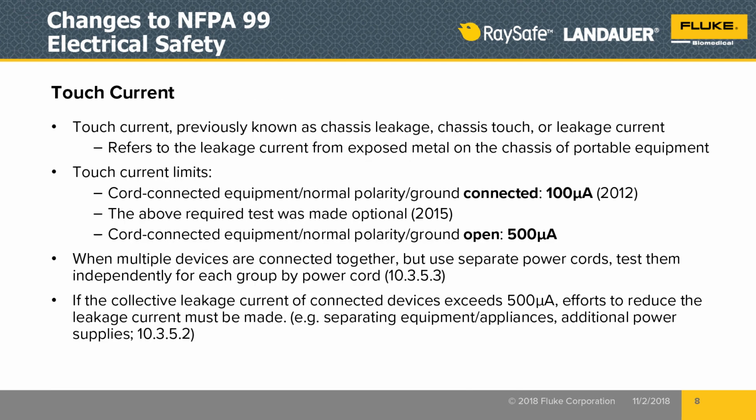The other really big thing that changed for leakage current in the 2012 edition is NFPA started harmonizing with some of the other international standards like IEC 60601. They didn't adopt a lot of it, but they did change the name. So what we're used to hearing as enclosure leakage or chassis leakage, that accessible metal on a piece of equipment, has been renamed to be touch current. It's still fundamentally the same test. It's just the name change from chassis leakage to touch current, and that's for that harmonization.